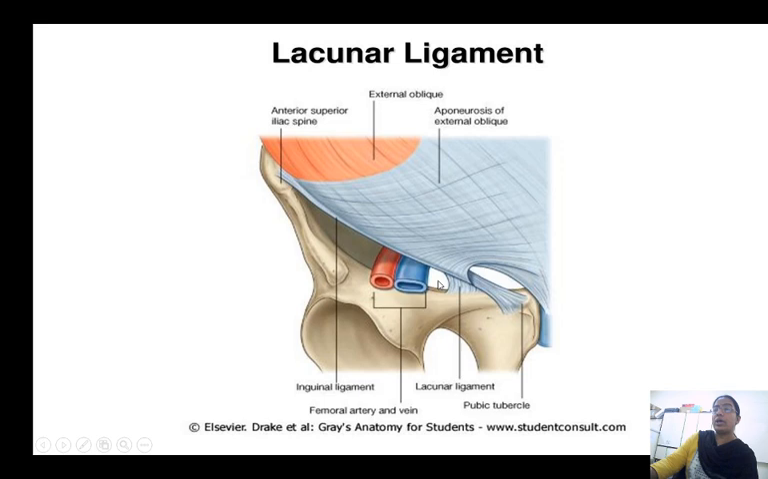One more is Gimbernat's ligament, or lacunar ligament, which is triangular in shape. The apex is formed by the pubic tubercle. The base is a concave free margin, which forms one of the boundaries of the femoral ring. The upper boundary is grooved, and that grooved border forms the floor of the inguinal canal.